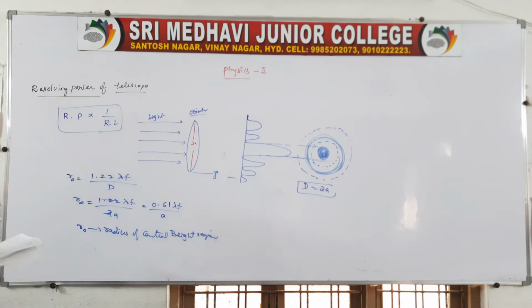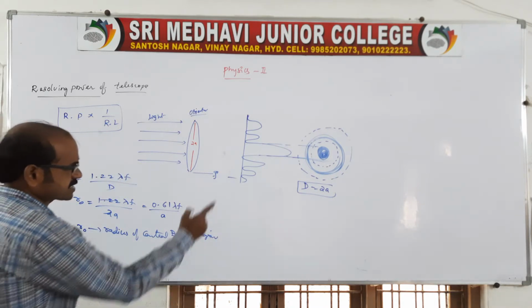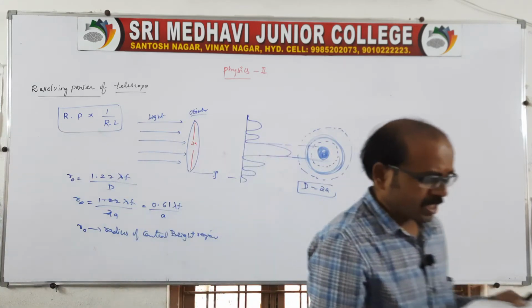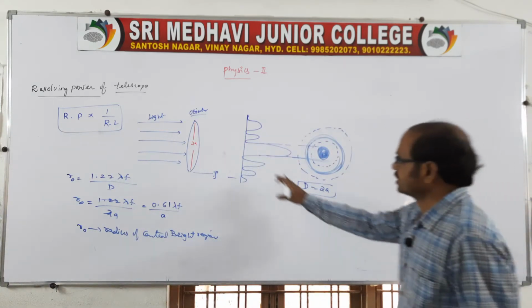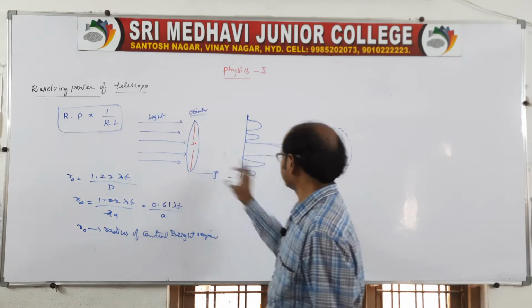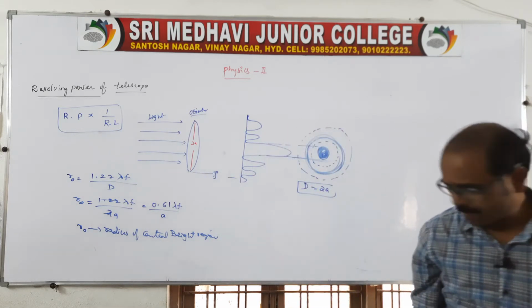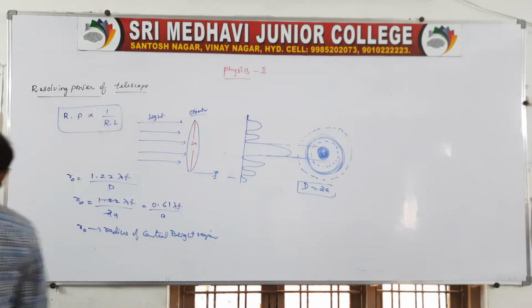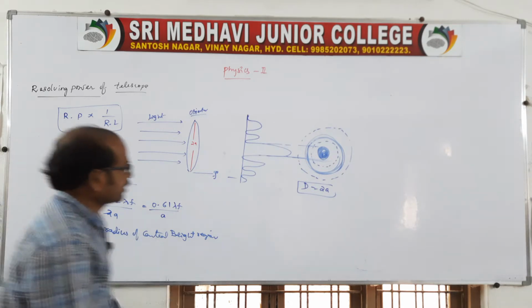So this will be the radius of the central bright region, and 2a is nothing but the diameter of the aperture, or the diameter of this lens. Clear? That is, d is equal to 2a. Now, coming to the point, we know the central bright region radius, therefore the resolving limit we can write like this.